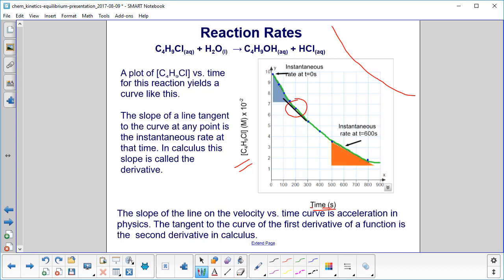And going back to physics, the slope of the line on a velocity versus time curve would be acceleration. The tangent to the curve of the first derivative of a function is called the second derivative in calculus. Okay, so don't worry too much about that, but it's good to expose you to stuff that you're going to see later on. But the key here is to find the instantaneous rate, take the slope of a line tangent to the curve at the point you're interested in.